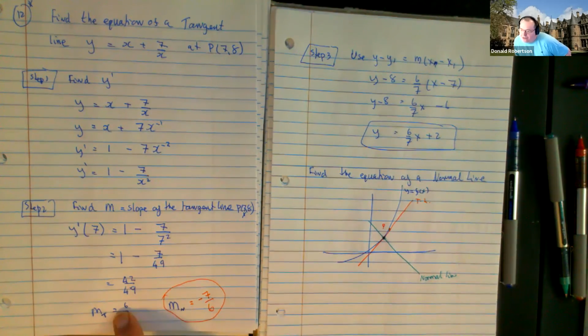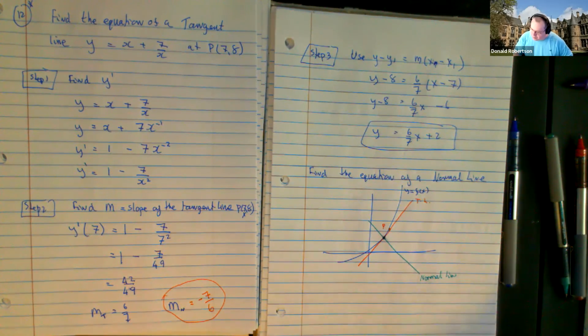So if the slope was a half, the normal line's slope will be -2. If the first guy is 3/7, the other guy will be -7/3. If the first guy is -5/50, the other guy will be +50/5. Do you see how it works? Turn me upside down and stick a negative.